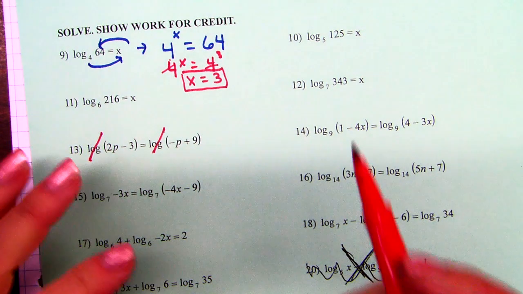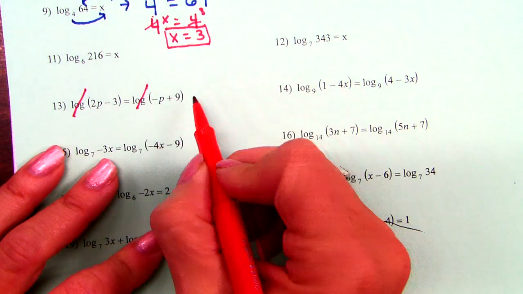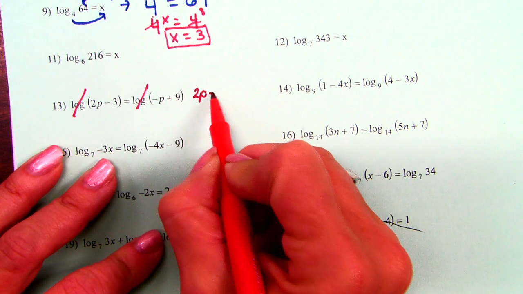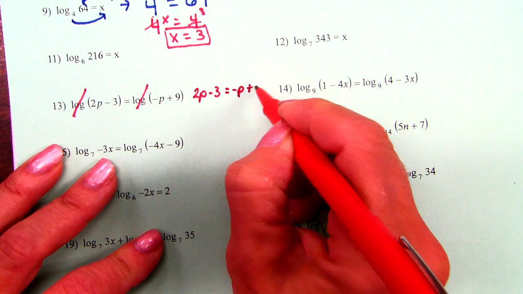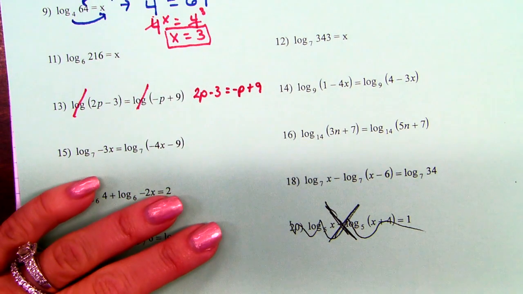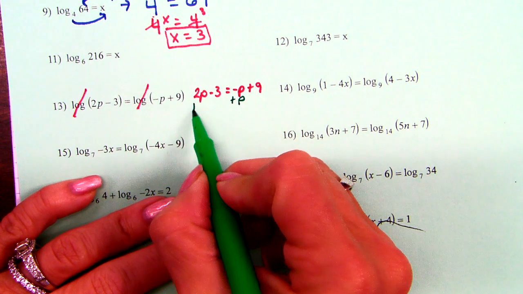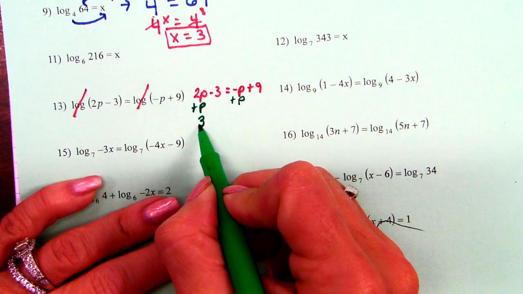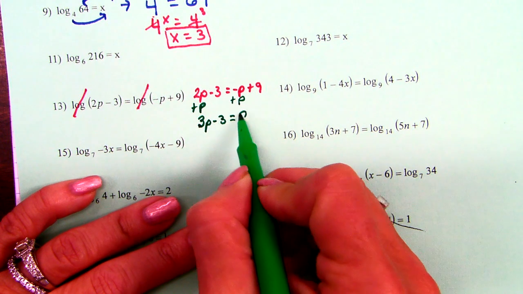Okay? All right. Logs on both sides, we cancel them. And we're just left with 2p minus 3 equals negative p plus 9. 2p minus 3 equals negative p plus 9, right? Logs on both sides. Bye-bye. Cancel them. Okay? And then get your p's together. So I would add p. That gives me 3p minus 3 equals 9.